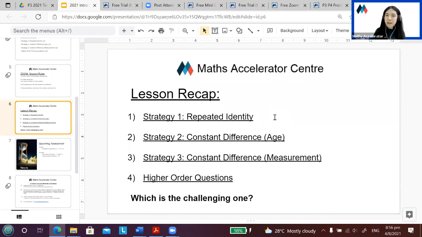So I've seen a few people put none. That's very good. That means you are quite advanced already, right? I see a few of you put 1 as well. Yes, repeat identity can sometimes be difficult. You want to make sure you identify what identity is repeated. A lot of you put higher order questions, which are the more difficult ones. Don't worry. If you come to our trial lessons, you'll probably see more difficult questions as well, and we'll try to teach you how to solve them.